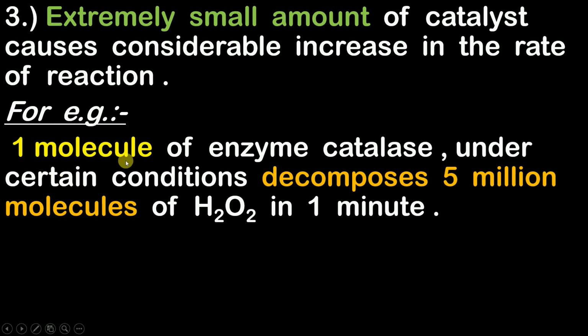Okay, so one molecule of enzyme catalyst. This enzyme catalyst is nothing but your catalyst. This one molecule of enzyme catalyst, under certain conditions, decomposes 5 million molecules of H2O2 in just 1 minute. So you can see from here how small a quantity of catalyst is required. Just one molecule of catalyst can decompose 5 million molecules of H2O2, and that too in just 1 minute. Okay, so there is no need for you to add a large quantity of catalyst.